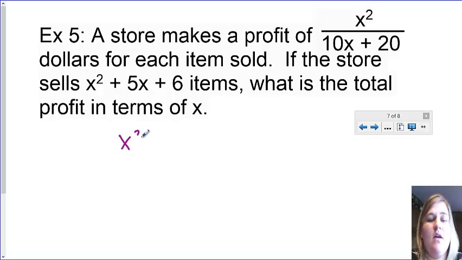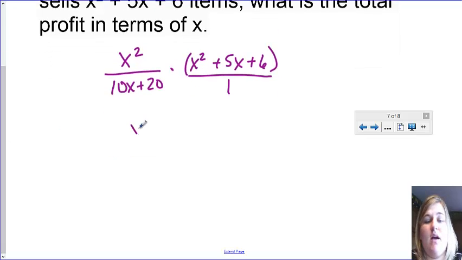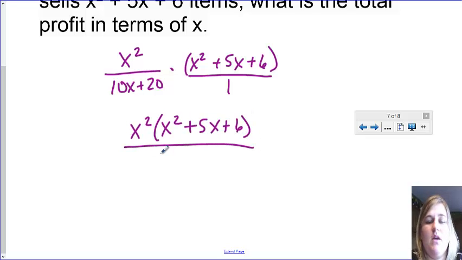Okay, because that's what we're going to do here. We need to take how much is being made for each item times the number of items. So I have x squared over 10x plus 20, and then I'm multiplying that by the quantity of x squared plus 5x plus 6. Now when I do this, I'm going to set it up as two fractions, and then I can just multiply across. I'm going to rewrite it as x squared times the quantity of x squared plus 5x plus 6 all over... when I multiply anything times 1, I get that anything. So I just get 10x plus 20.